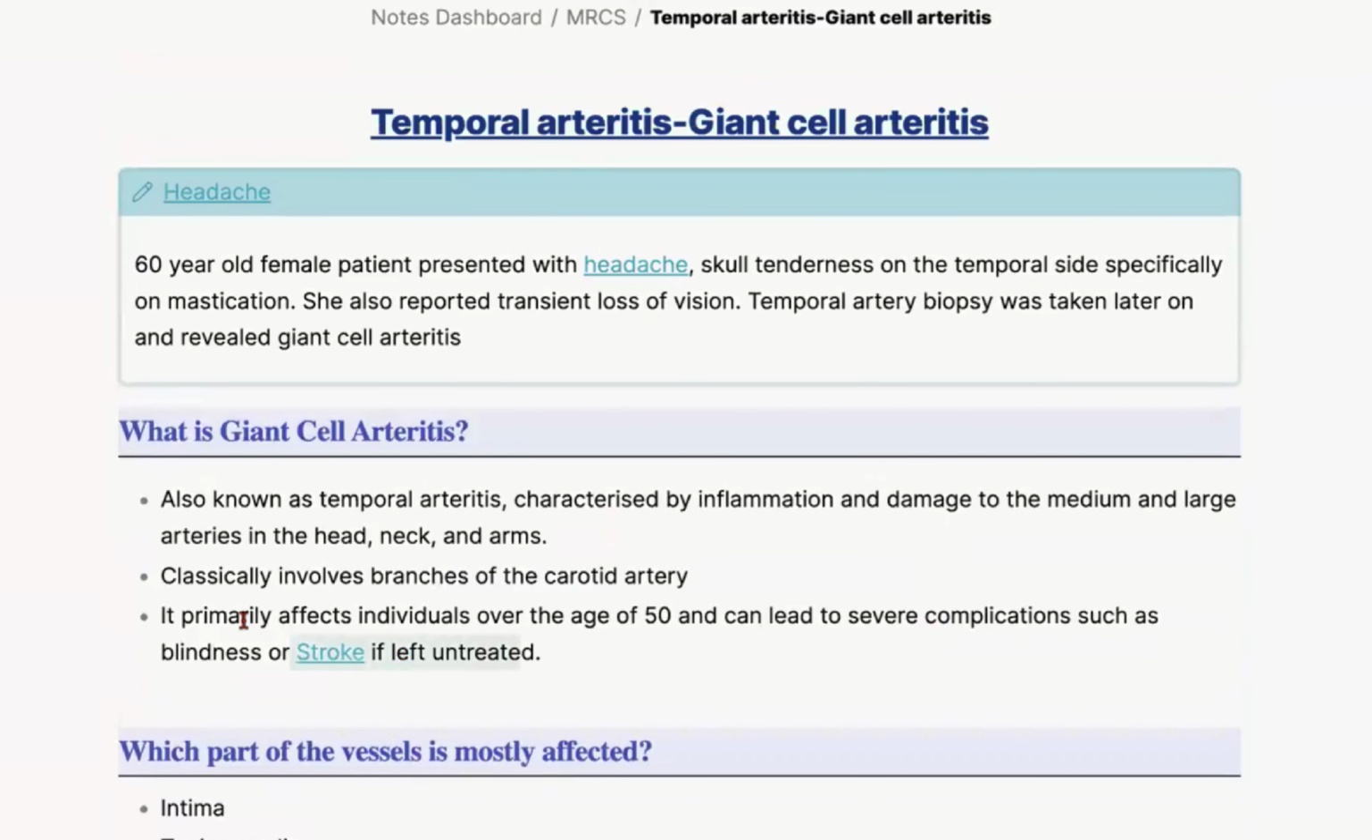But blindness can happen to blood clots going into the ophthalmic artery or involvement into the ophthalmic artery. The ophthalmic artery supplies the optic nerve, and this can lead to AION, right? Anterior ischemic optic neuropathy. Cool.